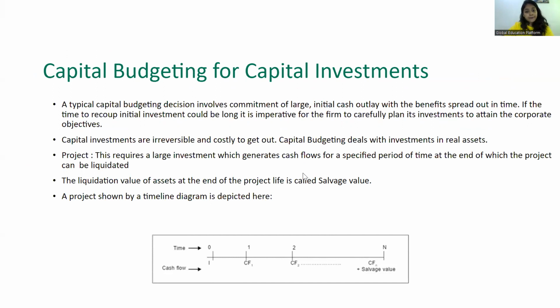So this is about capital budgeting for capital investments. A typical capital budgeting decision involves commitment of large initial cash outlay with the benefits spread out in time. If the time to recoup the initial investment could be long, it is imperative for the firm to carefully plan its investments to attain the corporate objectives. Capital investments are irreversible and costly to get out. Capital budgeting deals with investments in real assets.